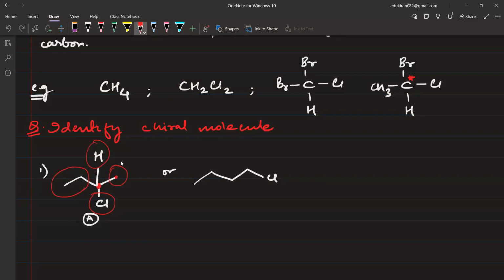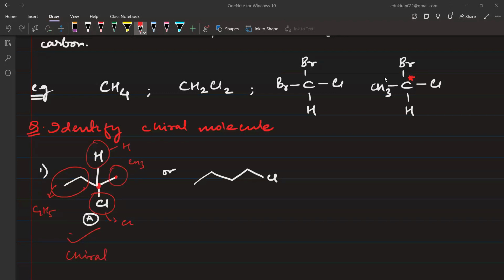All of you got this, right? So all of these are different. This is CH3 and this is C2H5, and this is chlorine and this is hydrogen. So all of the groups attached on this carbon atom are different. That is why A will be a chiral carbon. This is chiral.